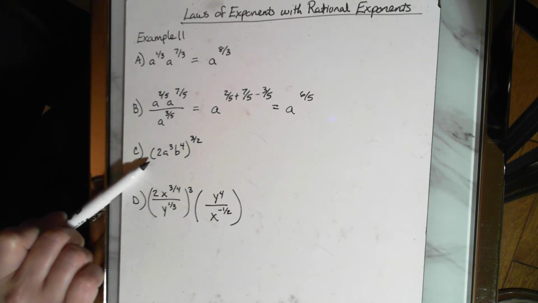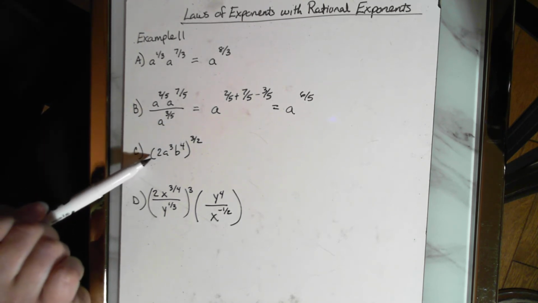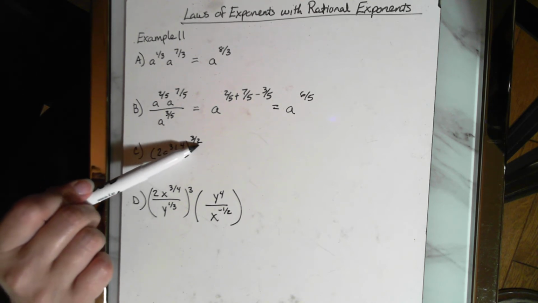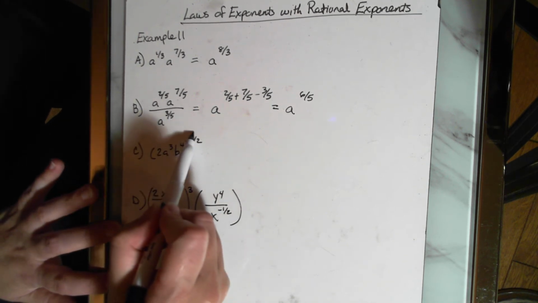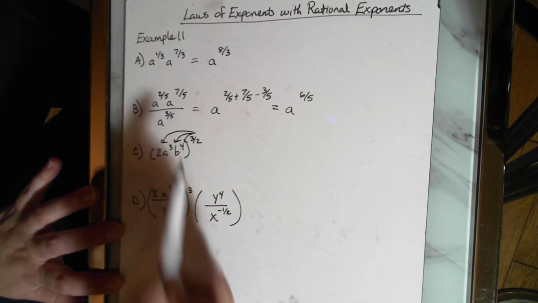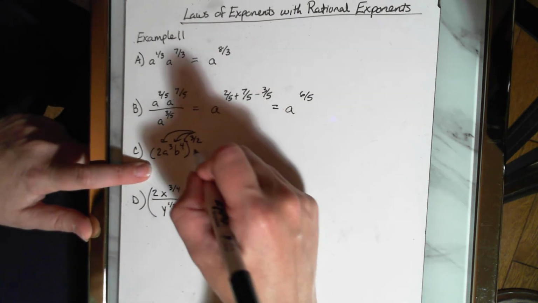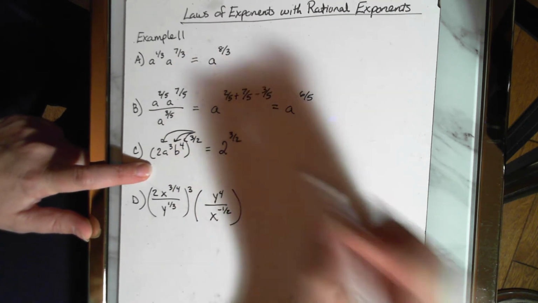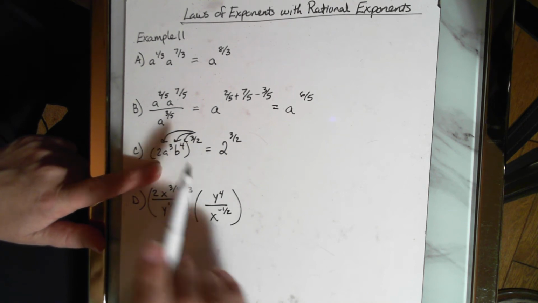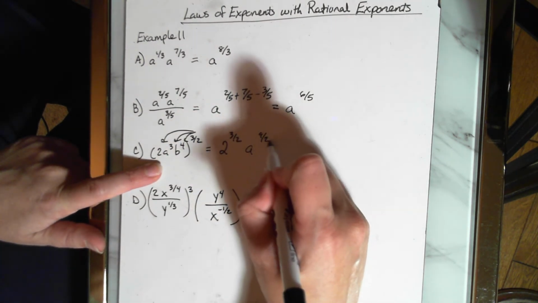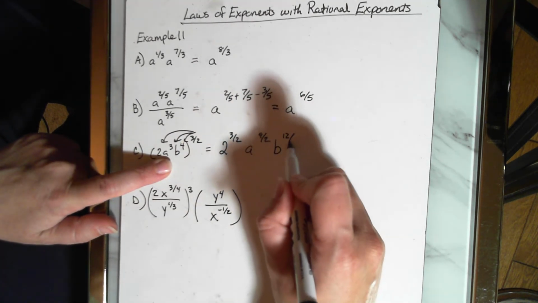In part C, they wanted you to simplify this. So I'm going to use the law of exponents that says when you have a product raised to a power, you distribute that power to everything in the product. So I'm going to distribute the 3/2 to all of these things, and those exponents just get multiplied by 3/2. So I end up with 2 to the 3/2, a to the 3 times 3/2, which happens to be 9/2, and b to the 4 times 3/2, or b to the 12/2.